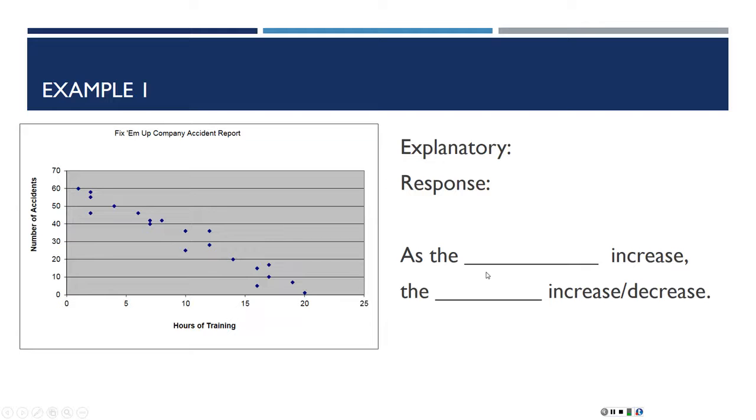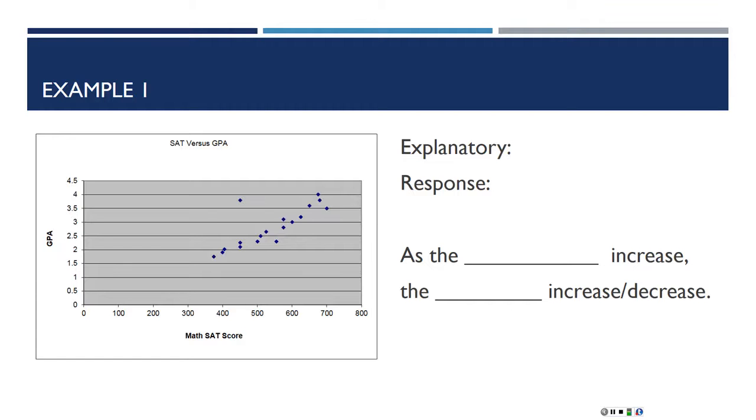So explanatory is hours of training, response is the number of accidents. As the hours of training increases, what happens to the number of accidents? They decrease, okay? So as our explanatory variable increased, our response decreased. And that has a negative or downhill trend in that pattern of dots that we can see.